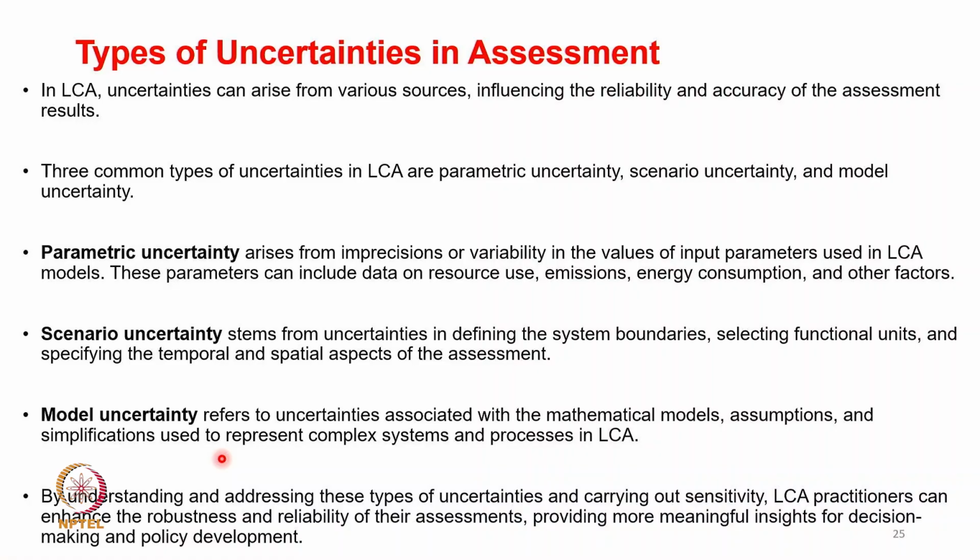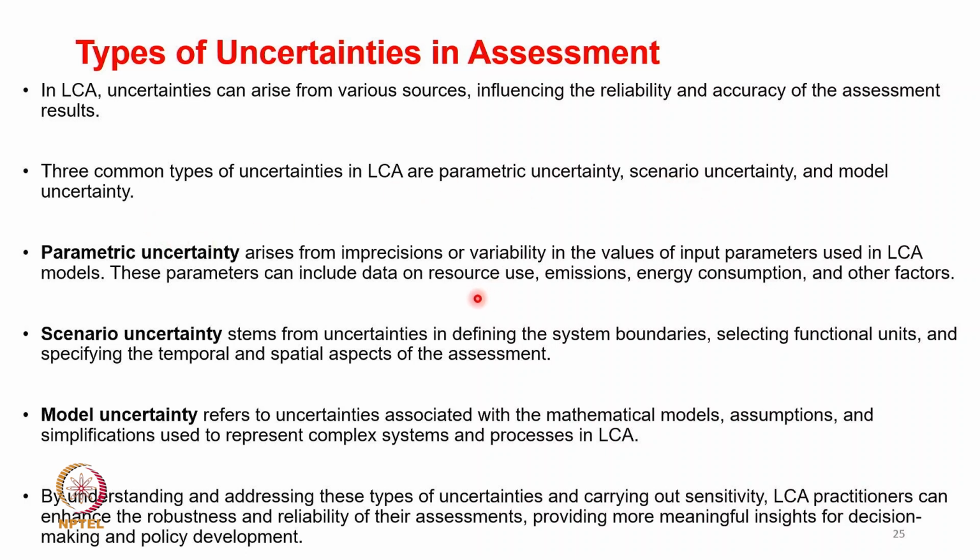Now let's talk about the last topic in this session, the types of uncertainties in this assessment. In LCA, there are multiple uncertainties that can occur due to various sources influencing the reliability and accuracy of the assessment. So you have to actually evaluate the uncertainty because of the various calculations that are involved. There are 3 common types of uncertainties, which are parametric, scenario and model.